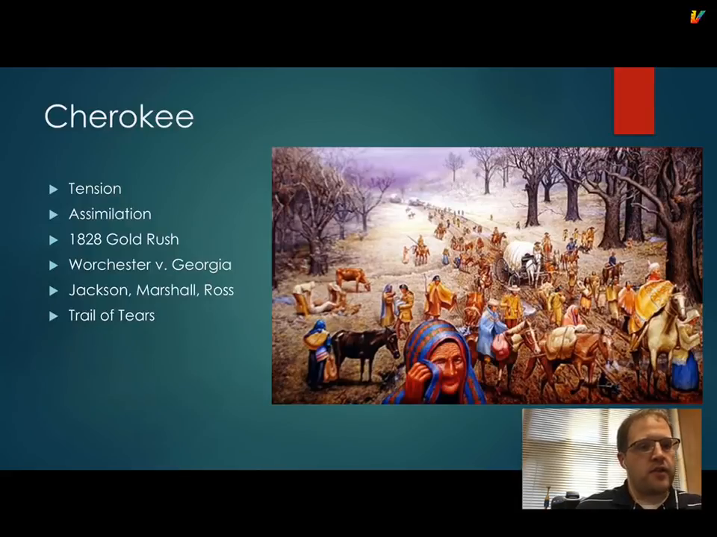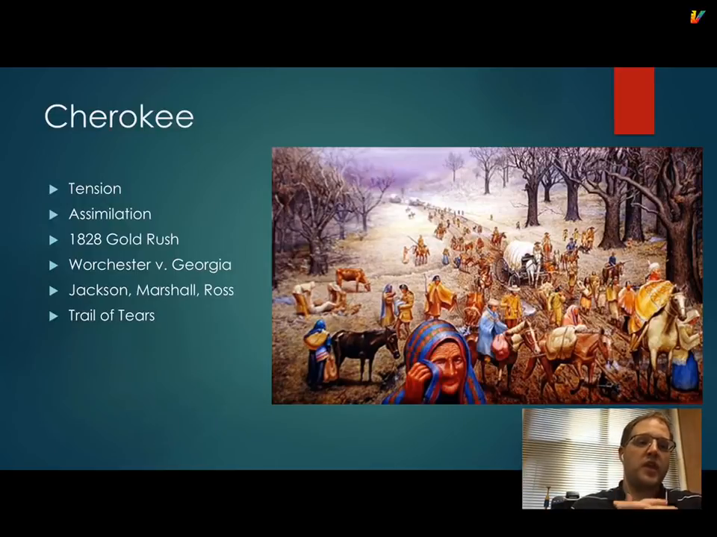The problem is that in 1828, gold is found in Dahlonega and in sort of North Georgia, and that just happens to be the land populated by the Cherokee. And so because of that find of gold, the Cherokee are going to be forced to leave. When they are told that they are going to be forced to leave, the chief of the Cherokee, a guy named John Ross, he decides that he's going to organize a petition first.